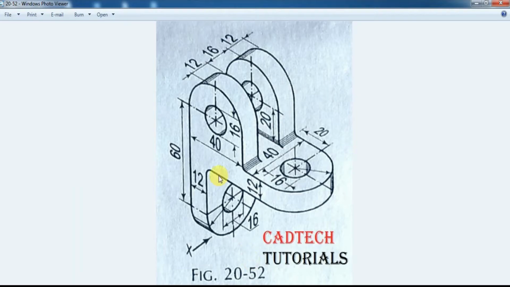Today in class we are going to draw this model. Here this circle center is 60 mm. Here this circle radius, and here this circle radius, and this circle radius. All these circle radii are the same. It is 40 mm diameter. Okay, so let's start.